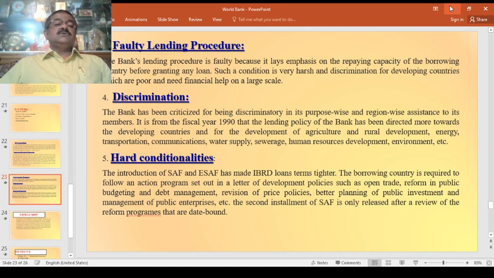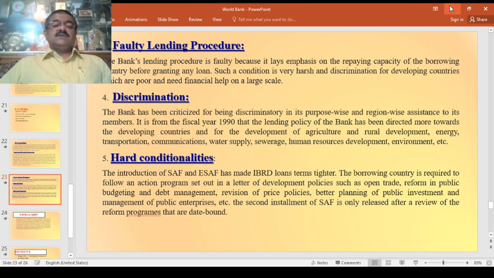Faulty lending procedures. The bank's lending process is faulty because it lays emphasis on the repayment capacity of the borrowing country before granting any loan. Such a condition is very harsh and discriminatory for developing countries which are poor and need financial help on a large scale. So, discrimination. The bank has been criticized for being discriminating purpose-wise and reason-wise in assistance to its members.